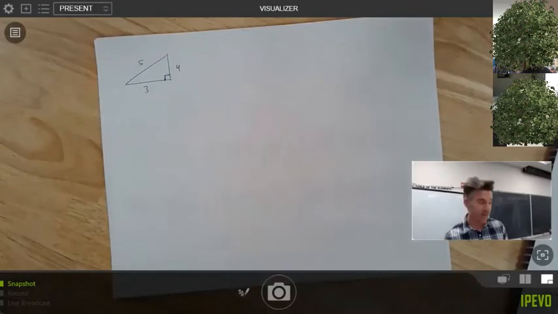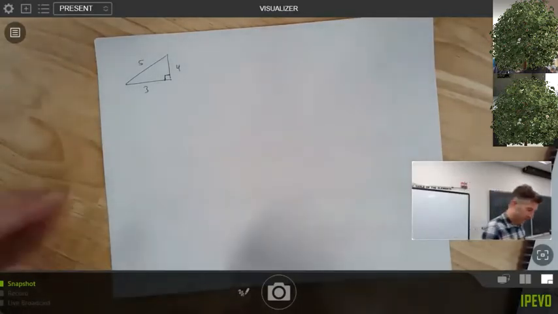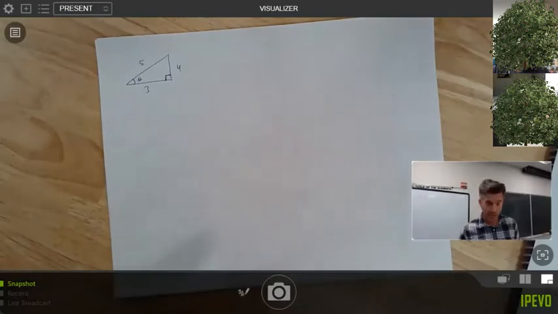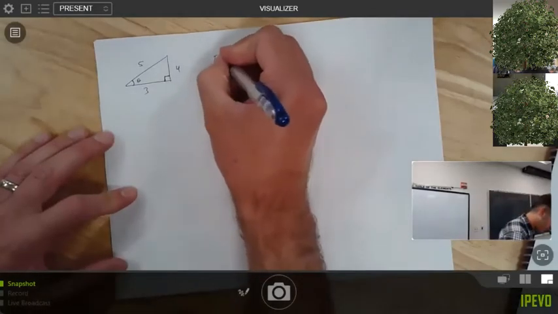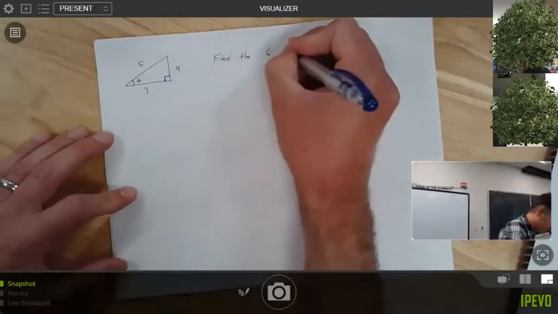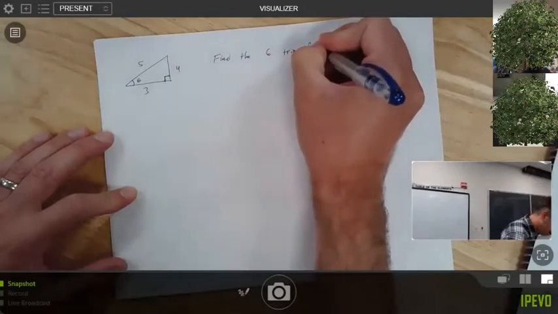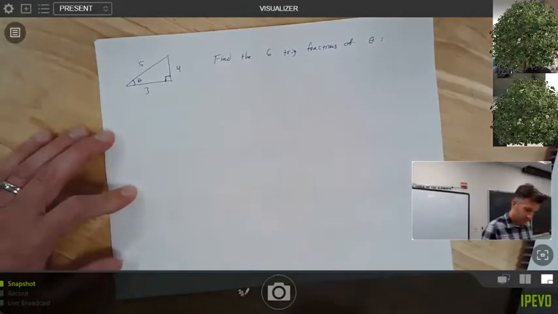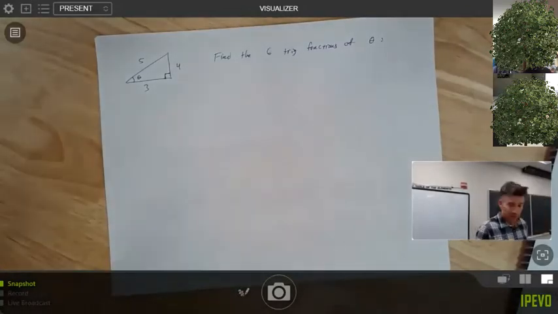The reason I've done this is because sometimes people are going to draw triangles that look totally wrong, and we're not going to care. We're going to be like, I want you to find the six trigonometric functions of the angle theta. So find the six trig functions of the angle theta. Great, we know how to do this.